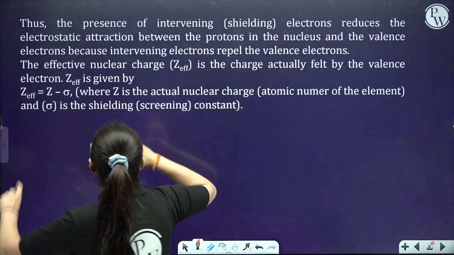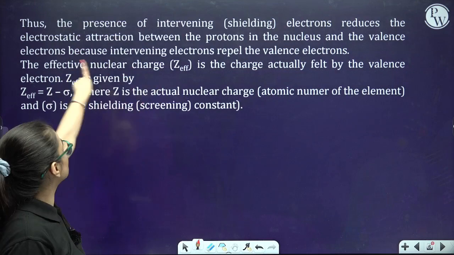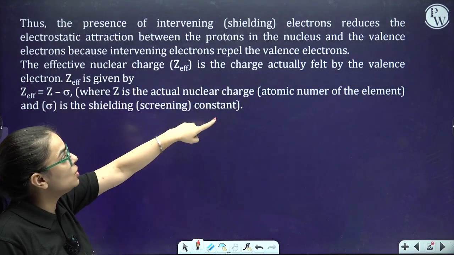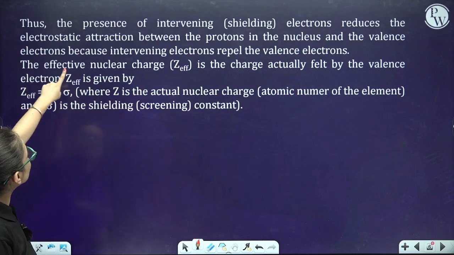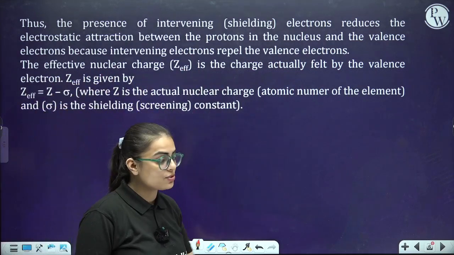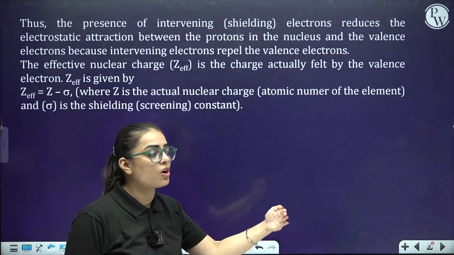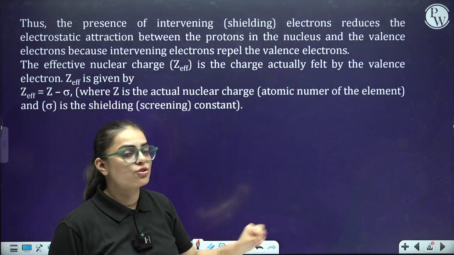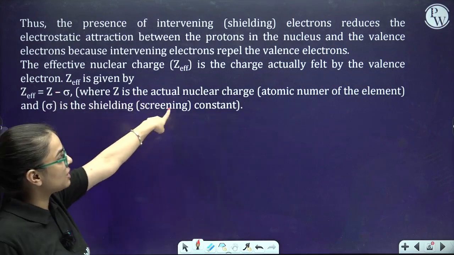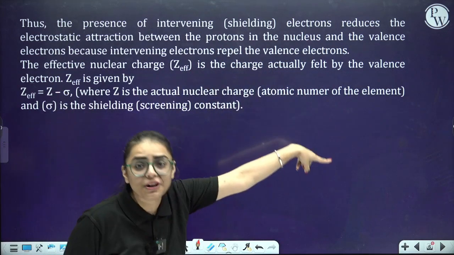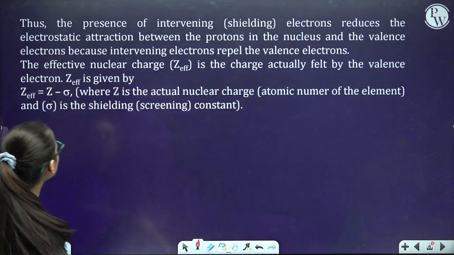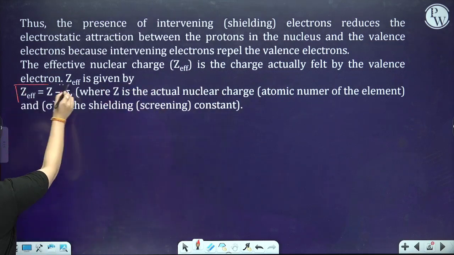So this is what I am saying: the presence of intervening electrons reduces the electrostatic attraction between the protons in the nucleus and the valence electron, because intervening electrons repel the valence electrons. It would not be as strong because now electronic repulsion is taking place. So, the effective nuclear charge, that is Z effective, is the charge which is actually felt by the valence electron from the nucleus. This is given by the formula which I have already told you.